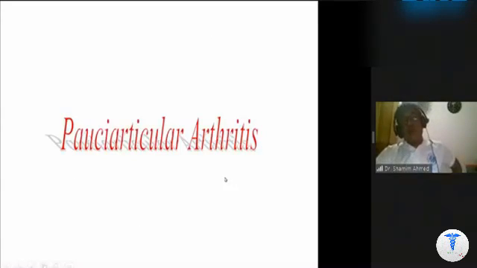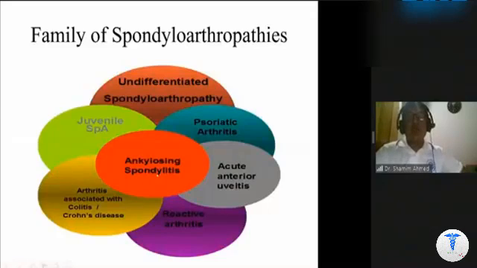Now, oligoarticular arthritis, when the patient presents with 1 to 4 joints, is a typical presentation of spondyloarthritis. Now, spondyloarthritis is a family which includes ankylosing spondylitis, psoriatic arthritis, reactive arthritis, arthritis associated with inflammatory bowel disease, juvenile spondyloarthritis, and also acute anterior uveitis is included in the spondyloarthritis group.